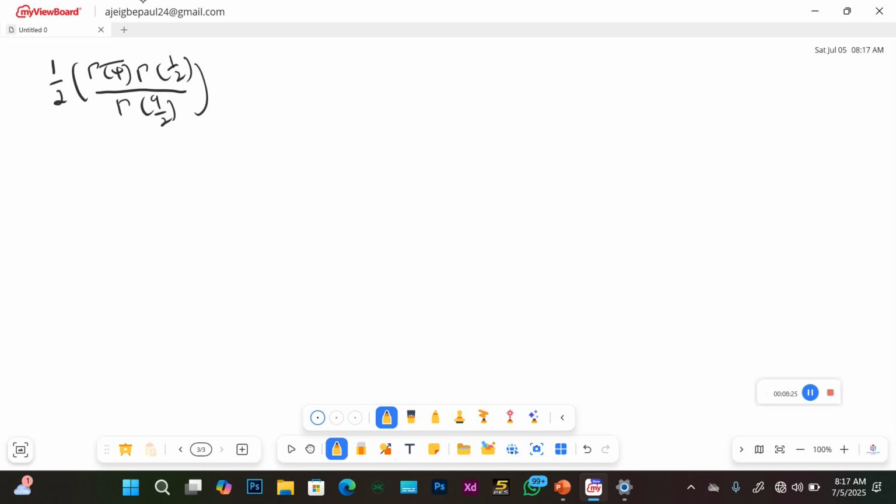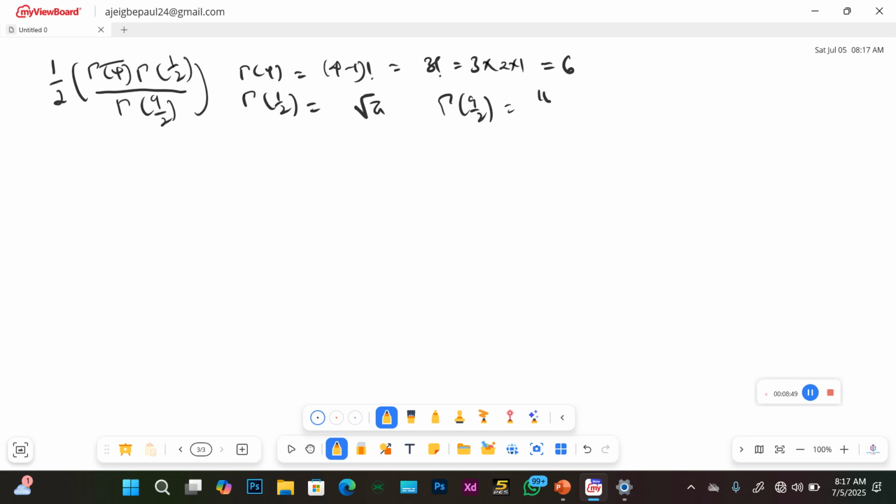Now what is gamma of 4? Gamma of 4, from the previous formula I gave you, will be 4 minus 1 factorial, which is 3 factorial, and 3 factorial is equal to 3 times 2 times 1, which is going to give us 6. So gamma of 4 will give us 6. Then gamma of 1 over 2 is a constant, which is root pi, and moreover gamma of 9 over 2 will give us 105 root pi over 16. Okay, now we have our values: gamma of 4, gamma of 1 over 2, gamma of 9 over 2.